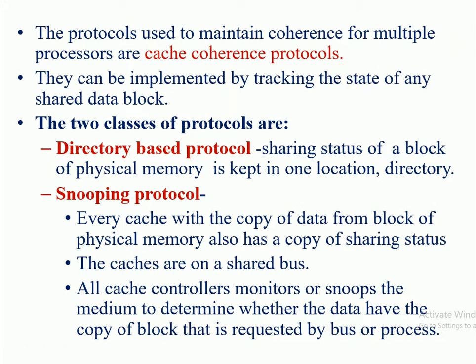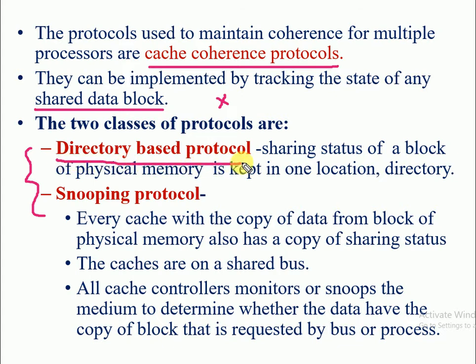The different protocols used to maintain cache coherence are usually called cache coherence protocols. They are implemented by tracking the state of the shared data block. For example, the block we used in the previous example was X. By tracking the different states of that memory block, we can use protocols which are called cache coherence protocols. There are two classes of protocols. One is called directory based protocol and the second one is called snooping protocol.